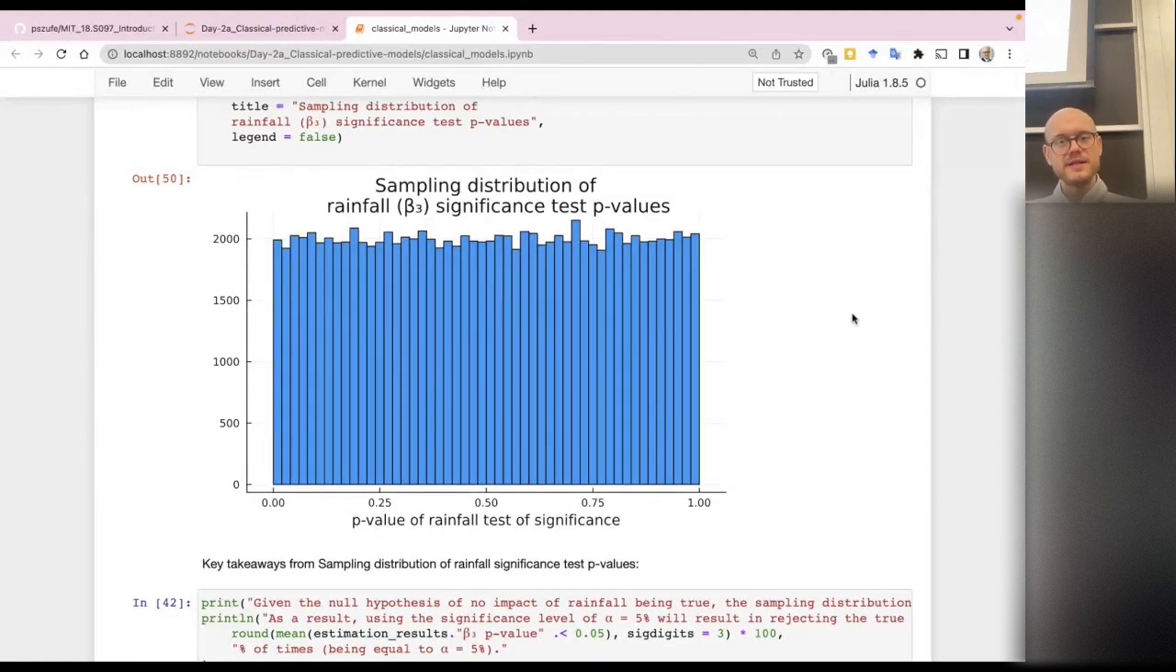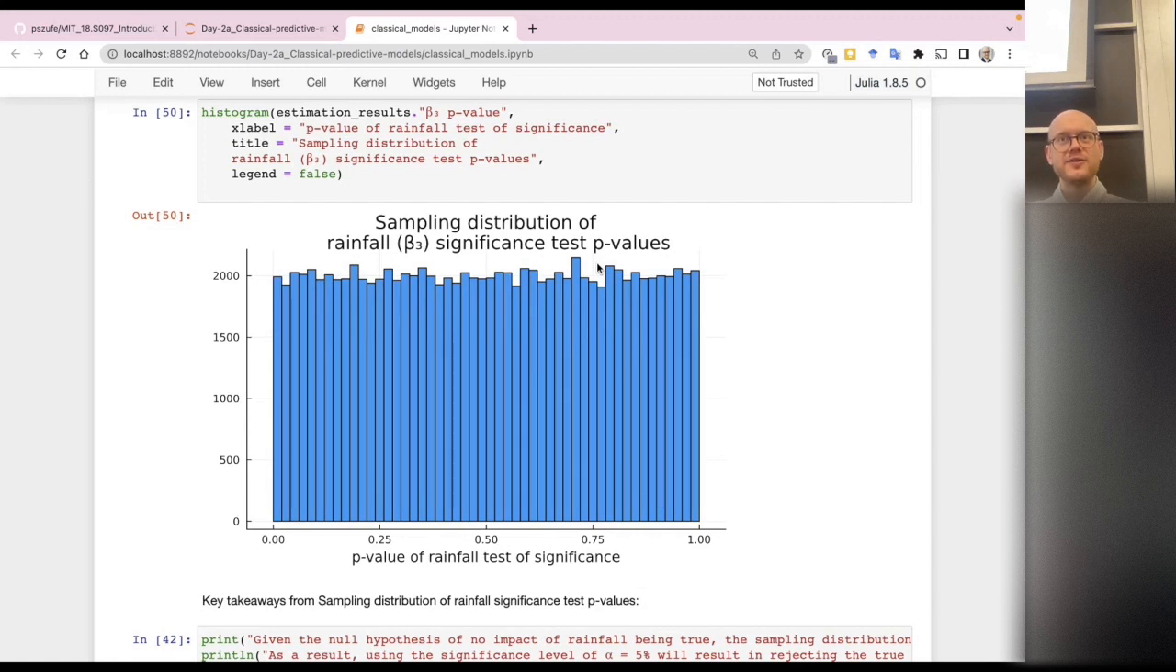But here we see that those p-values are evenly distributed across the interval from 0 to 1. It's a uniform distribution actually, with some small randomness. And this is what you should expect when you are calculating p-values for a variable which is not significant, for a test in which the null hypothesis is correct.